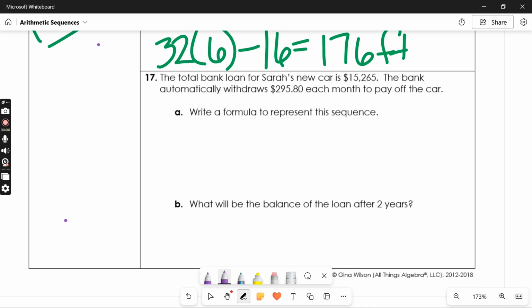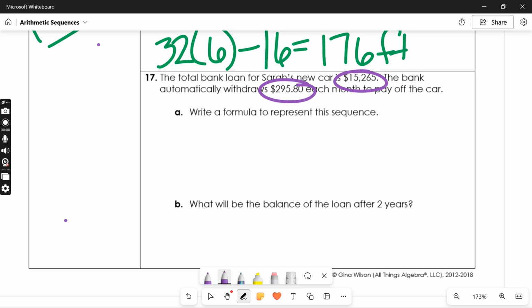The total bank loan for Sarah's new car is $15,265. The bank automatically withdraws $295.80 each month to pay off her car. Write a formula to represent this sequence. Okay, so this problem is a little bit different than the other ones. We don't know how much she paid her first month, and you could find it, but you don't need it. This is her starting value, and this is how much it's changing.